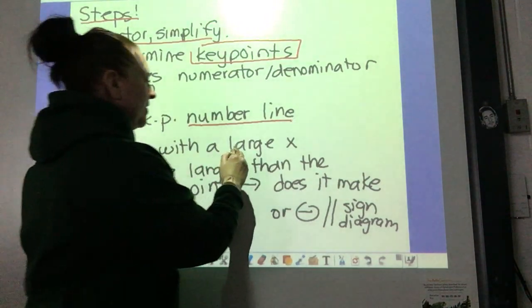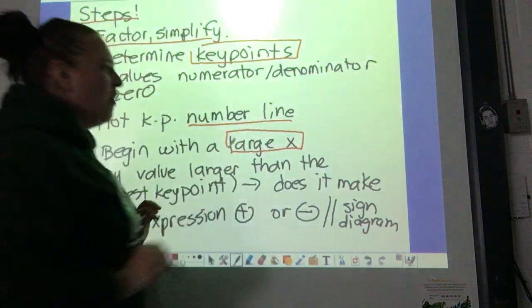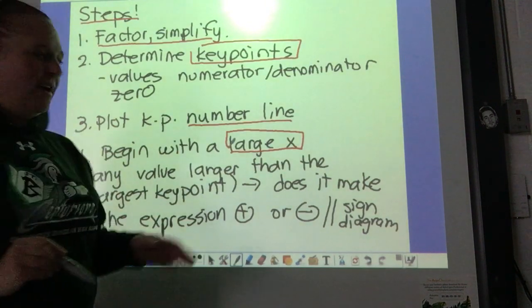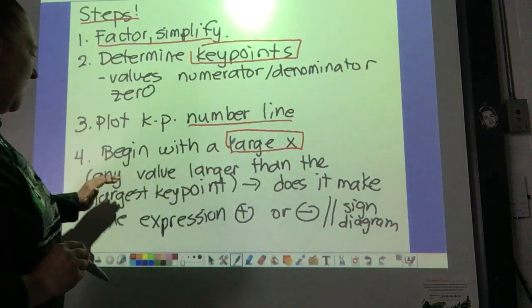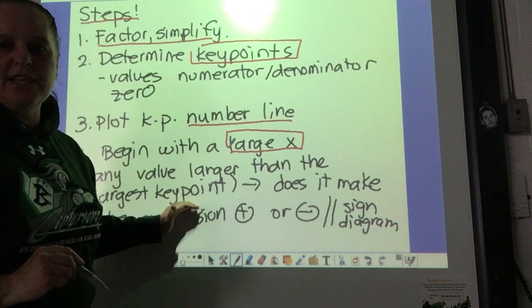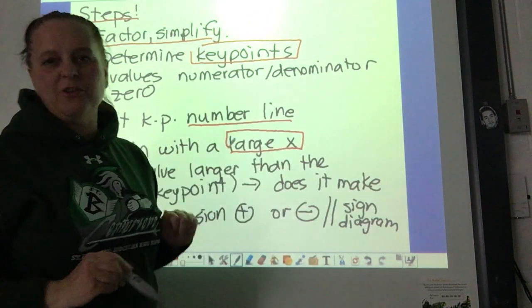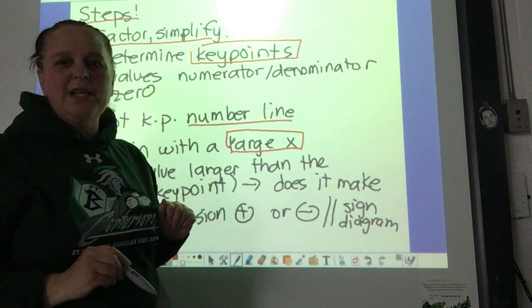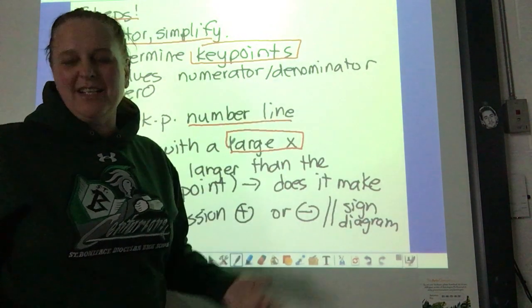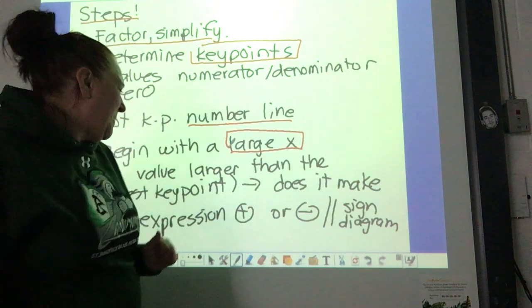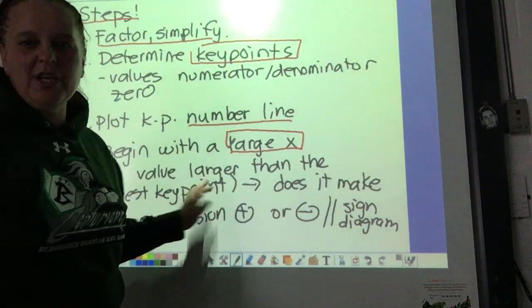Then you start with a large X. Now, what do I mean by a large X? So a large X is any value larger than your largest key point. And I'll explain that again when we run through the example. So any number larger than your largest key point. But we like to use big numbers like 1,000 or 1,000,000 because it just makes it sound a little bit more fun in math. But any number larger than your largest key point you can use.